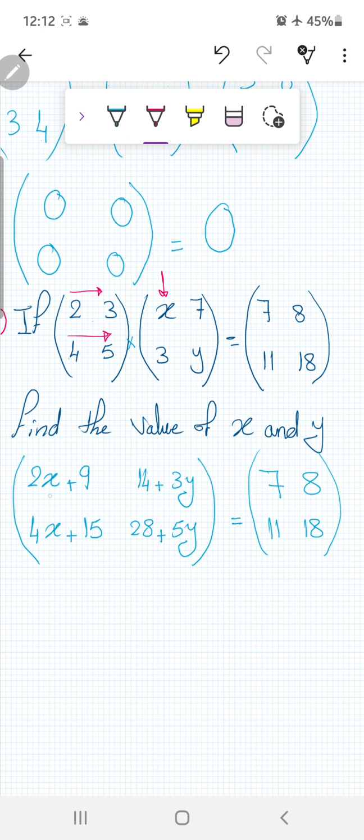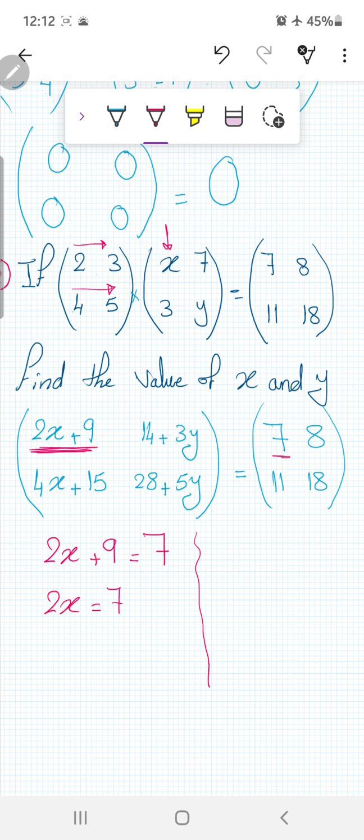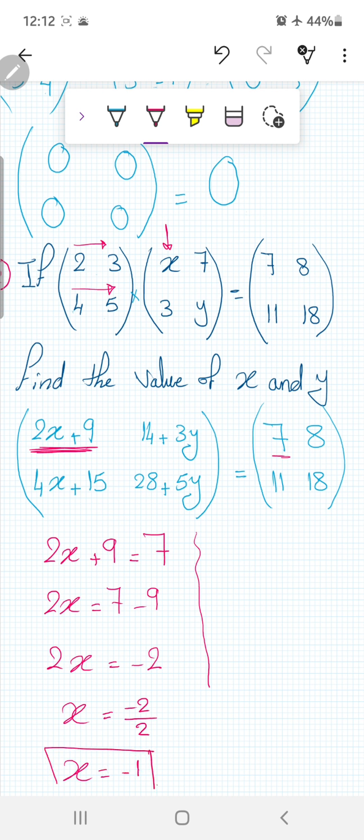Here we have 2x plus 9 equals 7. It's an equation. Move 9 to the other side by negative. So we get 2x equals 7 minus 9, which is negative 2. So 2x equals negative 2. Move 2 to the other side by dividing. x equals negative 2 divided by 2. So we have x equals negative 1.